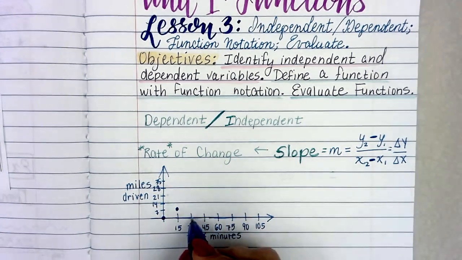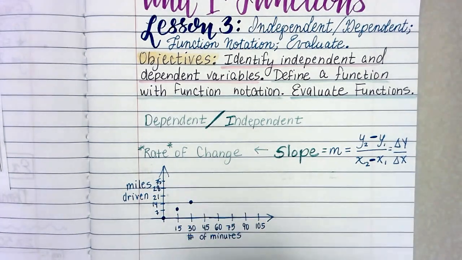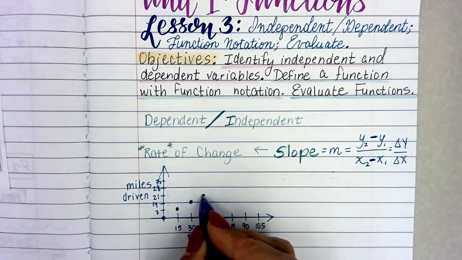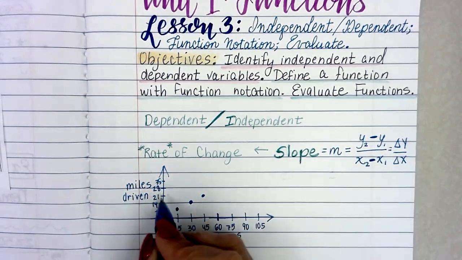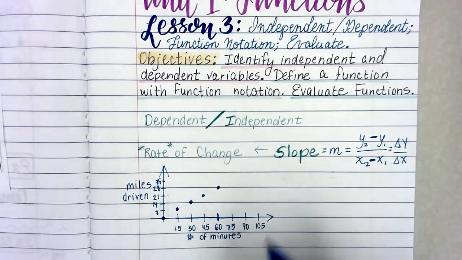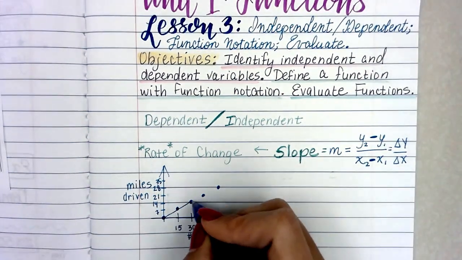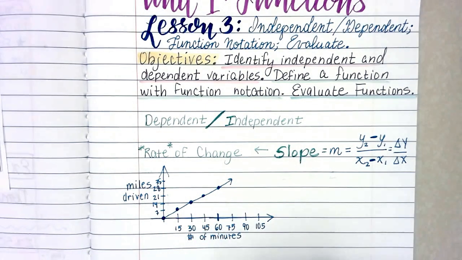After 30 minutes, you check in, and now you've gone a total of 14 miles. You're at mile marker 14. After 45 minutes, that's another 7 miles in 15 minutes. You went 21 miles in 45 minutes. You have now gone 28 miles, and so on. And you continue at this pattern, okay? What can we say about the rate of change? What can we say about the slope?